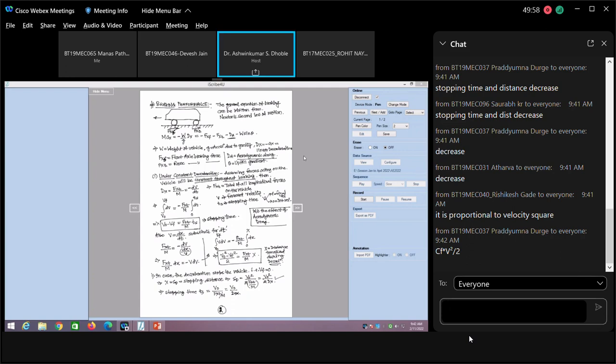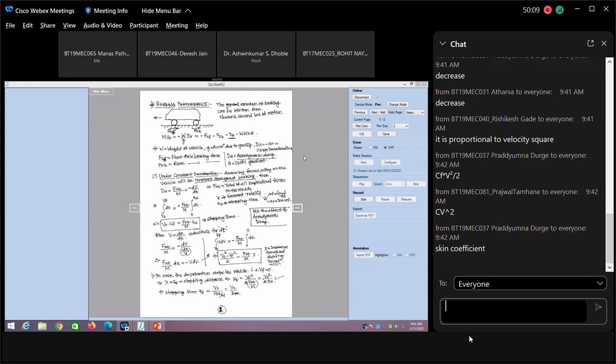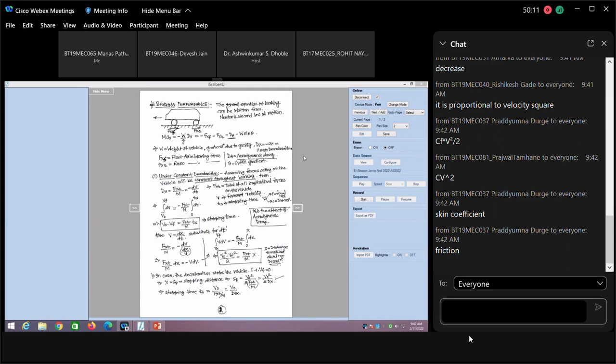CF into V square by 2. What is CF, sir? Or CV square, skin friction coefficient or skin coefficient.